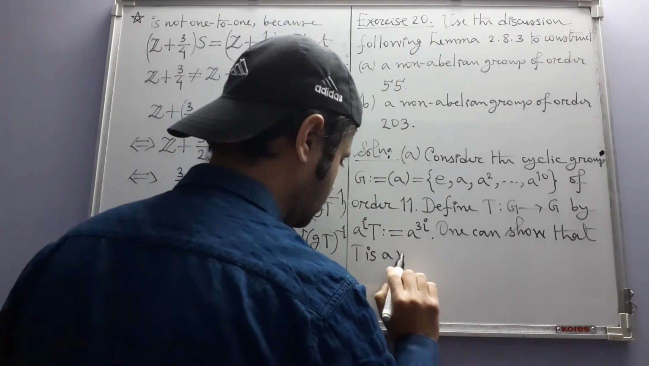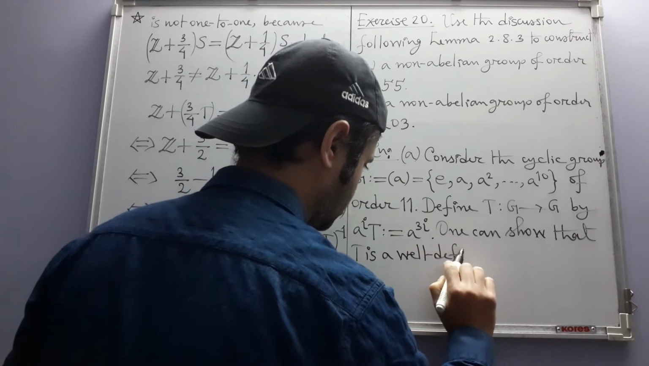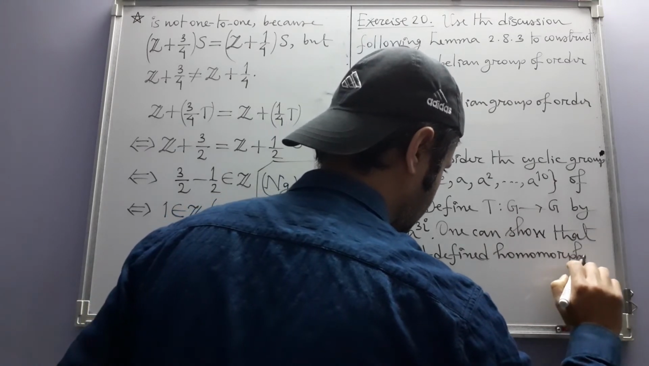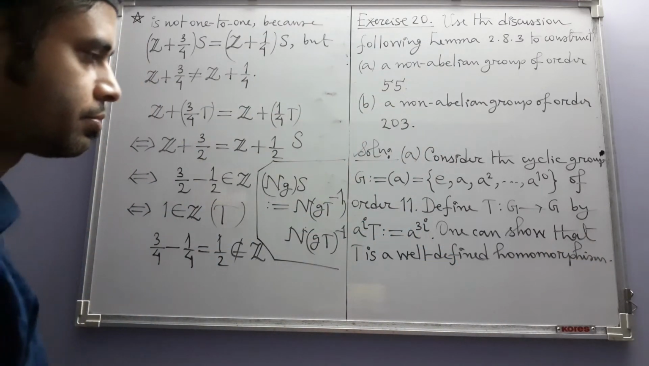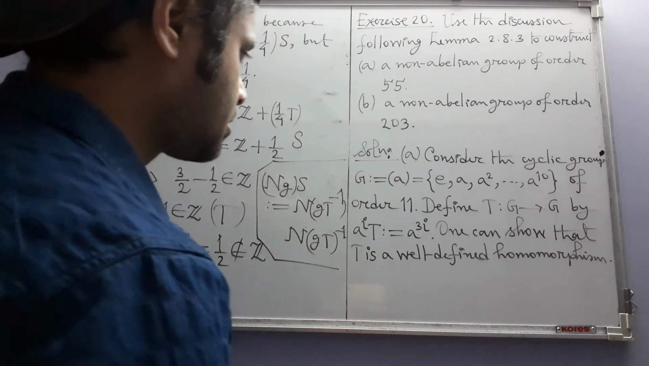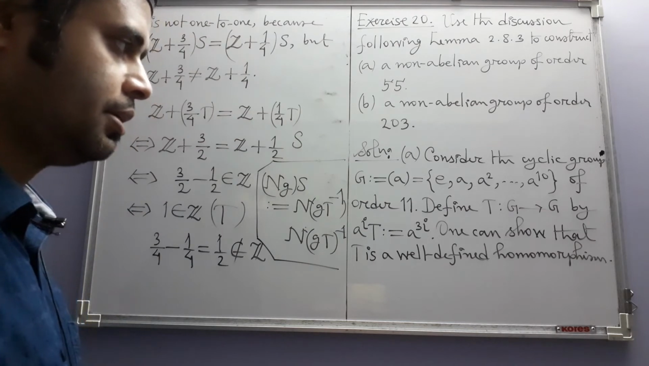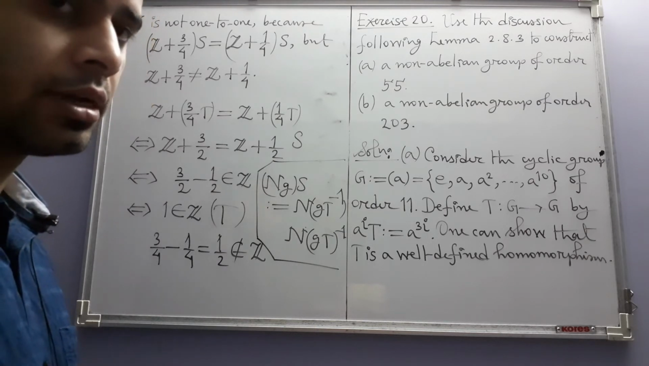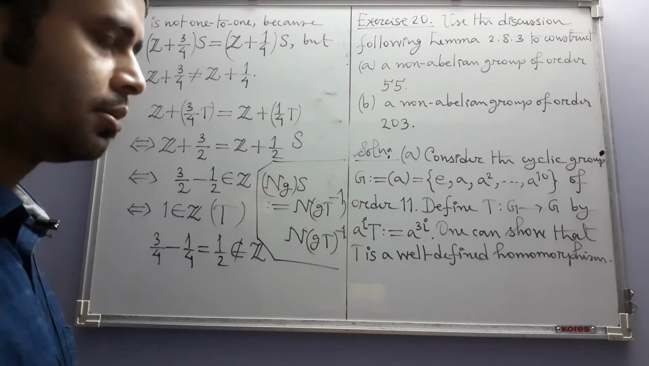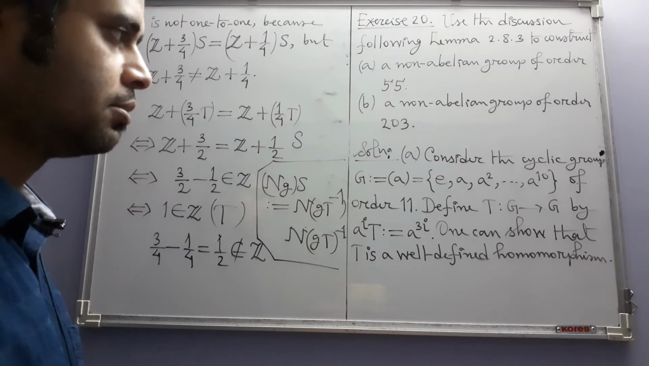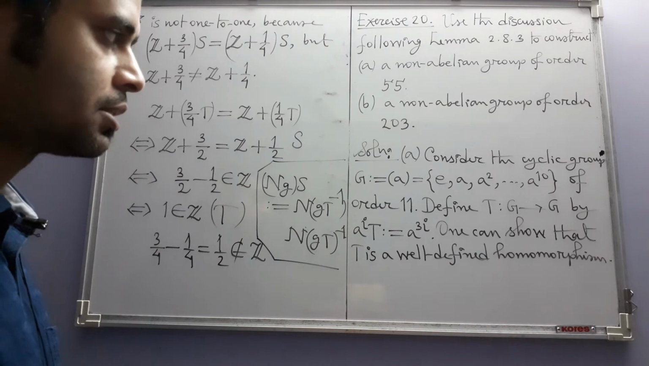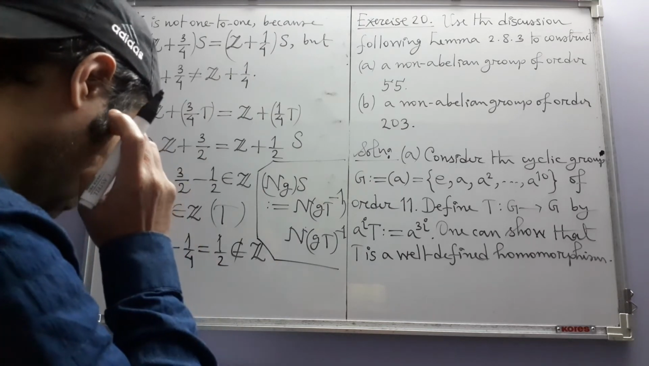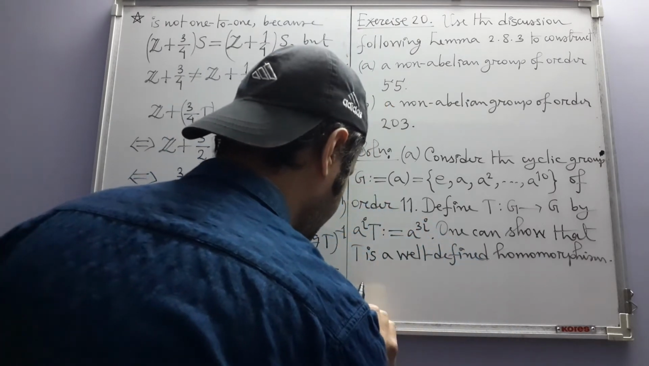T is a well-defined homomorphism. Now note that because G is a finite set and T is a mapping from G into G, one-to-oneness of T will imply its onto-ness and vice versa. And that fact is coming from an exercise that we came across in the section on functions way back when we started things. So it's enough for us to show that T is one-to-one.